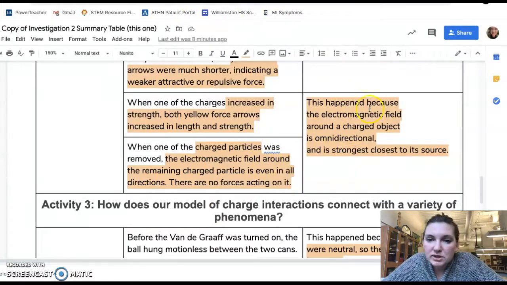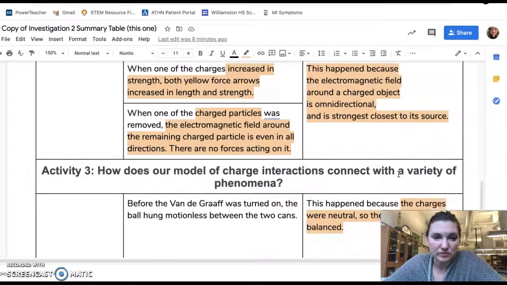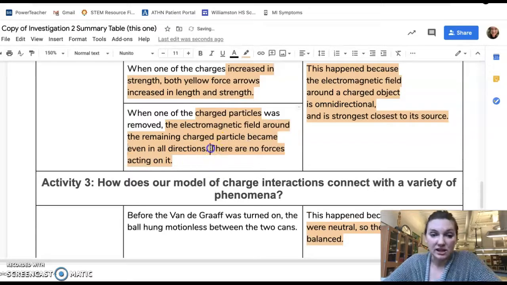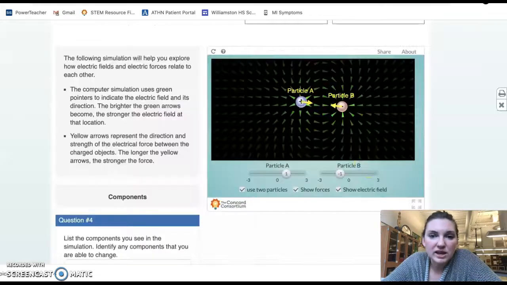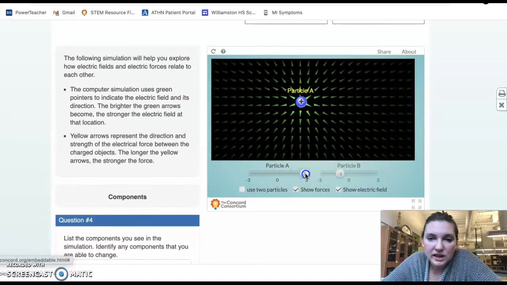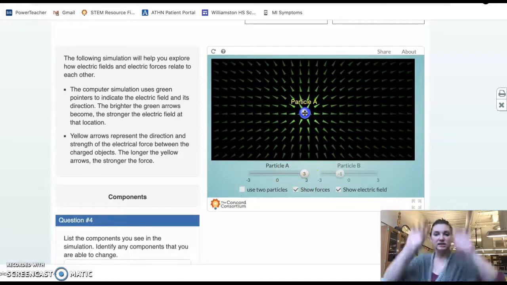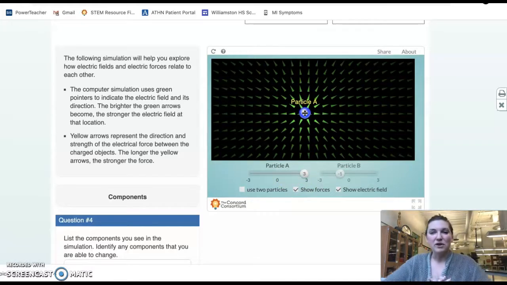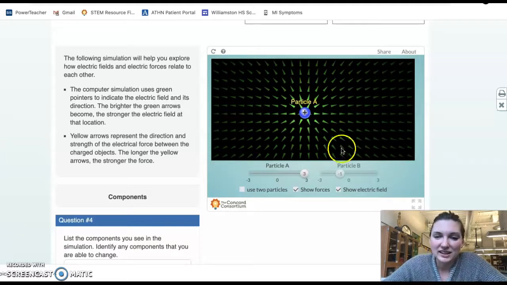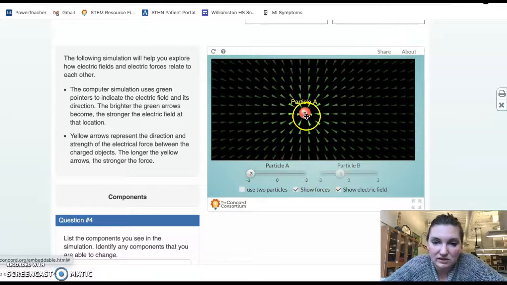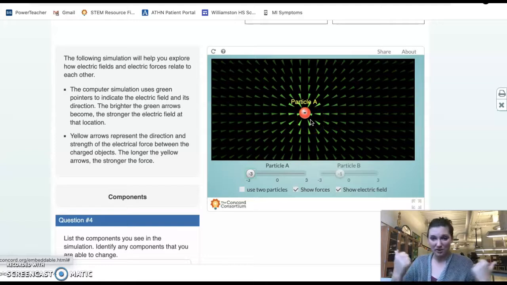So this happened because the electromagnetic field around a charged object is omnidirectional and is strongest closest to its source. When one of the charged particles was removed, the electromagnetic field around the remaining charged particle became even in all directions, and there were no forces acting on it. Let's look at that real quick. If we use just one particle, then there are no forces acting on it, so it just has this nice spherical electromagnetic field around it. Same thing if it was positively or negatively charged, but then that field would be going inwards as opposed to outwards.